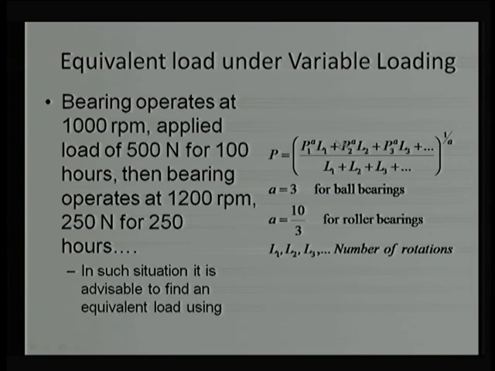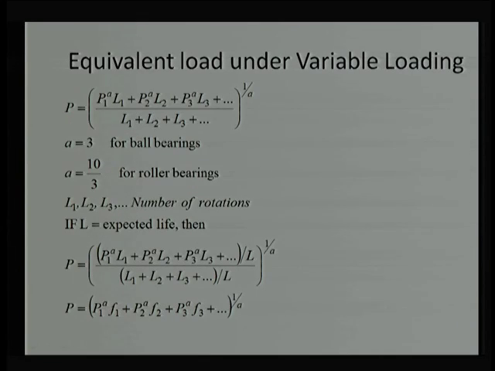So, based on that, we can find out what will be the equivalent load, and this has been derived from the same Palmgren-Miner equation. We are able to estimate equivalent load based on this relation. To simplify this relation, let's assume L is the expected life. If L is expected life, we can divide numerator as well as denominator by L.